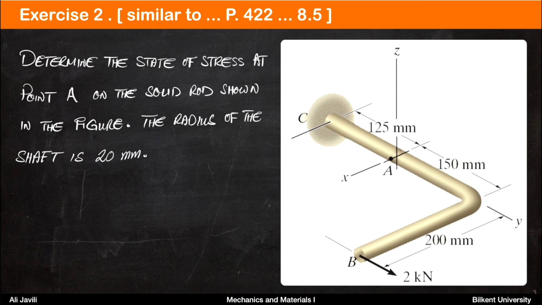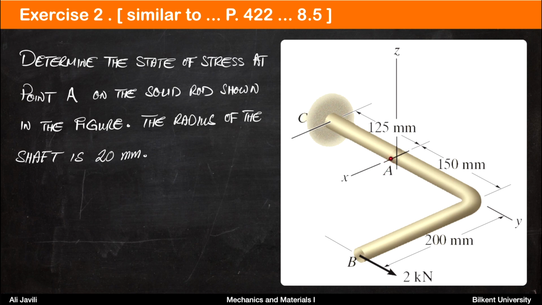Exercise 2 of this lecture is similar to problem 8.5 on page 422 of the book. Determine the state of stress at point A on the solid rod shown in the figure. The radius of the shaft is 20 millimeters. So you have a bent rod. It's fixed at point C in the wall, and you apply a force of 2 kilonewton in the y direction. With the dimensions given on the figure, you are asked to calculate the stress state at point A.